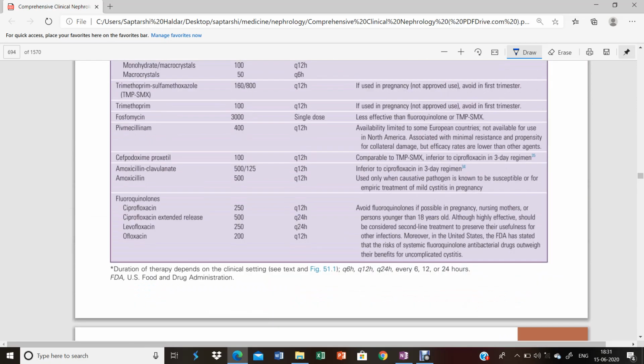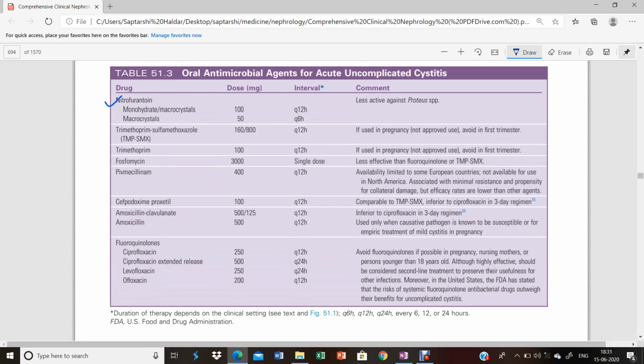Doses of the drugs: for nitrofurantoin, it is 200 BD. For trimethoprim-sulfamethoxazole, 160 by 100 BD. For fosfomycin, 3 grams, one dose. Other drugs include amoxiclav and the fluoroquinolones: ciprofloxacin 500 BD, levofloxacin 500 OD, and ofloxacin 400 BD or 200 BD.